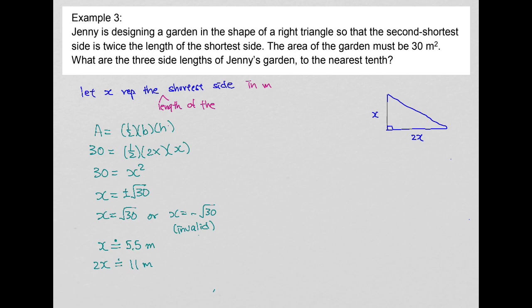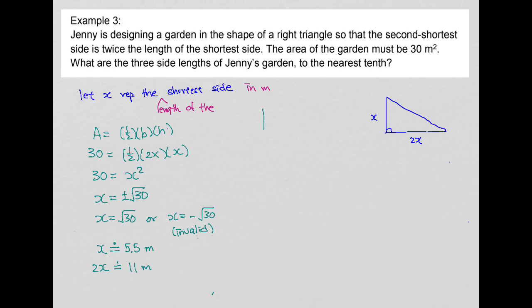And now we want to find the third side. That's where we use the Pythagorean theorem. So I draw the triangle again. That's 5.5. That's 11. We want to find the hypotenuse. Using the Pythagorean theorem, we know 5.5 squared plus 11 squared equals c squared. Let's put it on the calculator. 5.5 squared plus 11 squared is going to be 151.25.